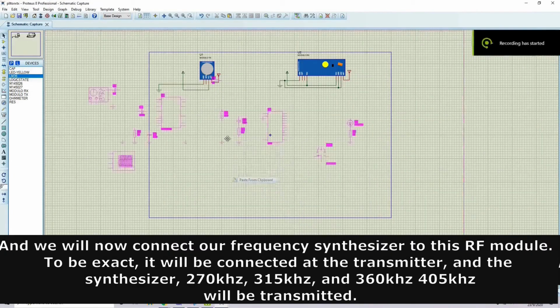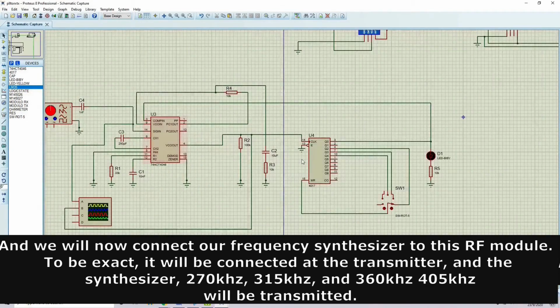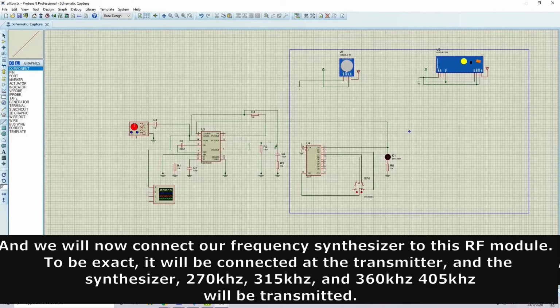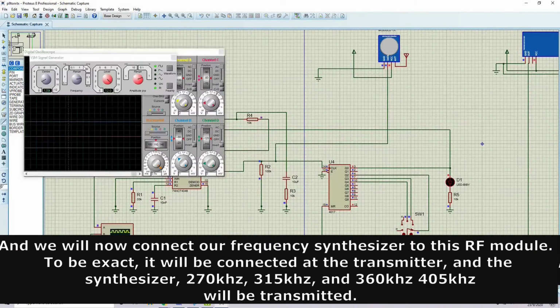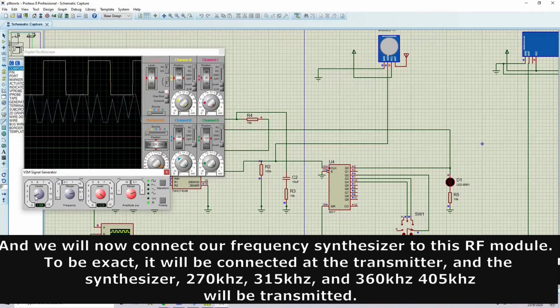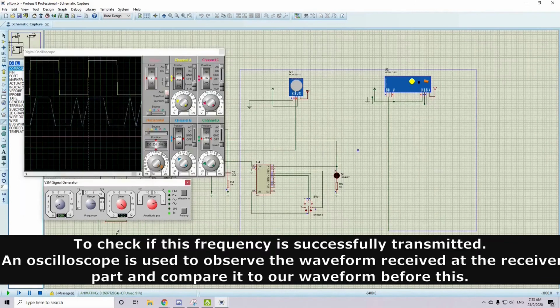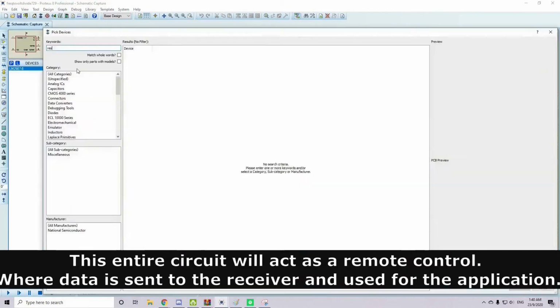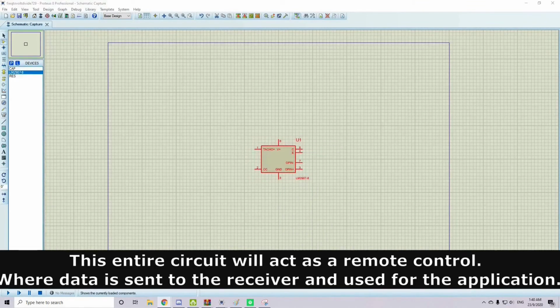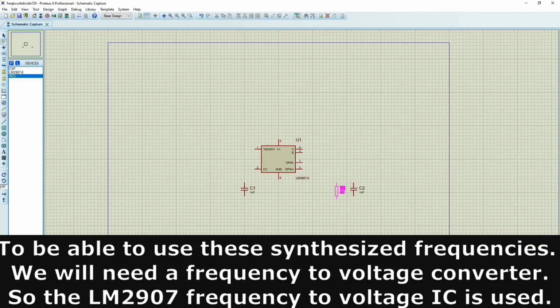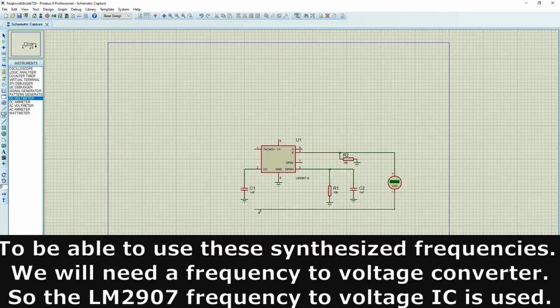All data is transmitted successfully, so all good with our RF module. And we will now connect our frequency synthesizer to this RF module. To be exact, it will be connected at the transmitter, and the synthesized 270 kHz, 315 kHz, 360 kHz and 405 kHz will be transmitted. To check if these frequencies are successfully transmitted, we use an oscilloscope to observe the waveform received at the receiver part and compare it to our waveform before this. This entire circuit will act as a remote control, where data is sent to the receiver and used for the applications.